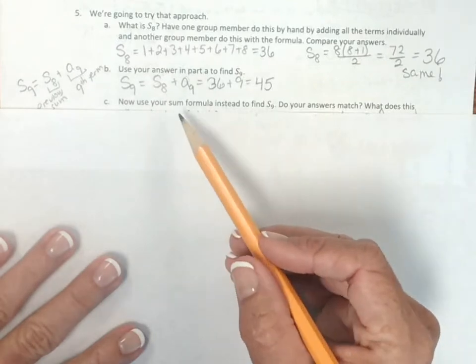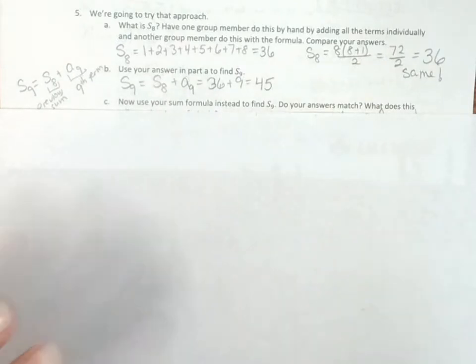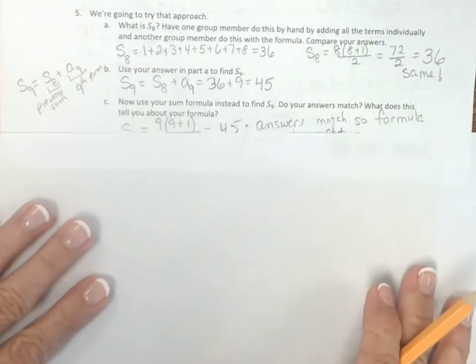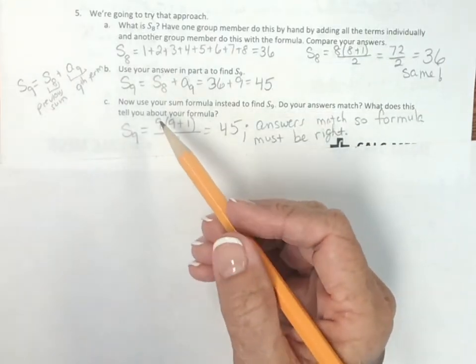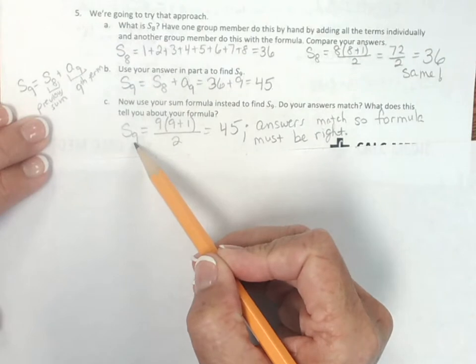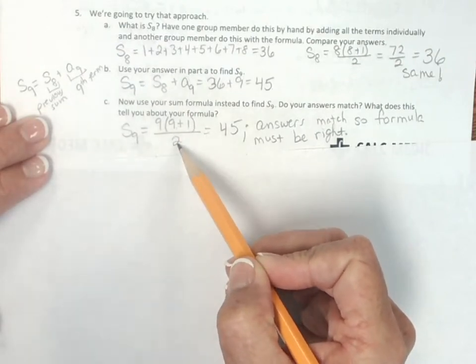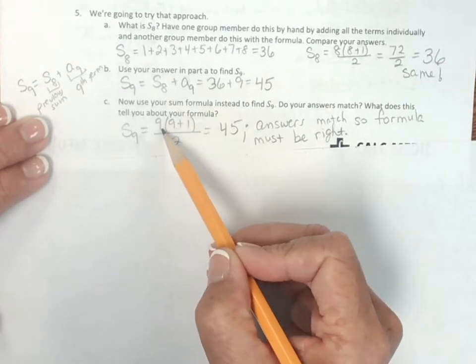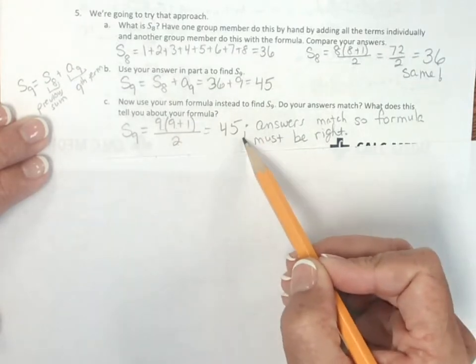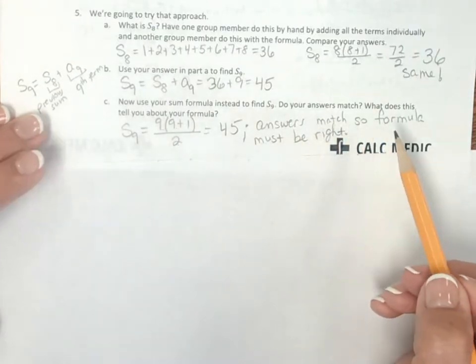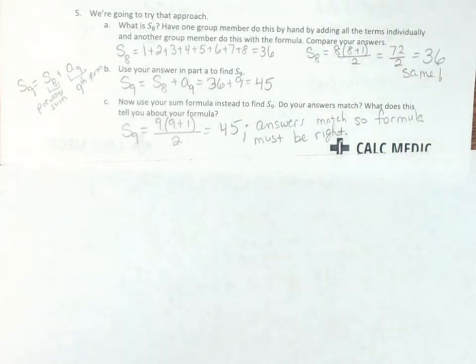Well, what if I used my sum formula instead? Would that still work? Well, the sum formula says the sum of n terms is equal to n times n plus 1 divided by 2. Well, sure enough, 10 times 9 is 90, divided by 2 is 45. The answers match, so our formula must be correct. So let's turn this over.